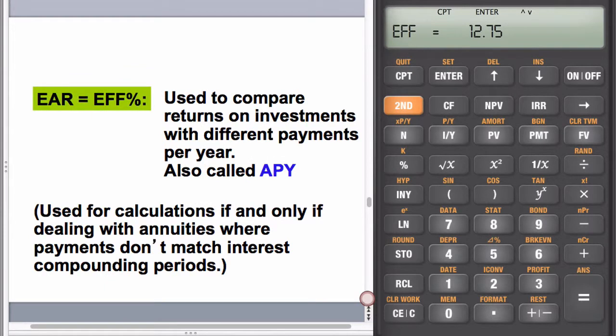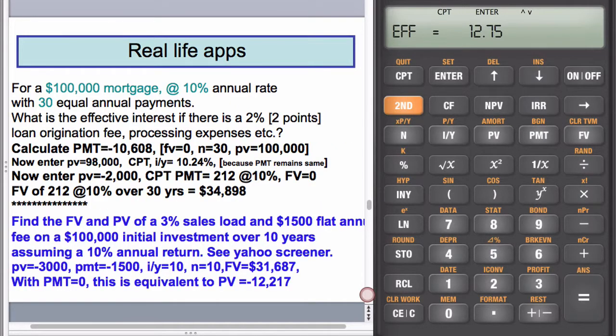These are soft items. You can read this. Right here, like I said, is APY. EAR is used to compare returns on investments with different payments per year, also called APY, annual percentage yield. You can go to the Capital One website and you can actually see that.